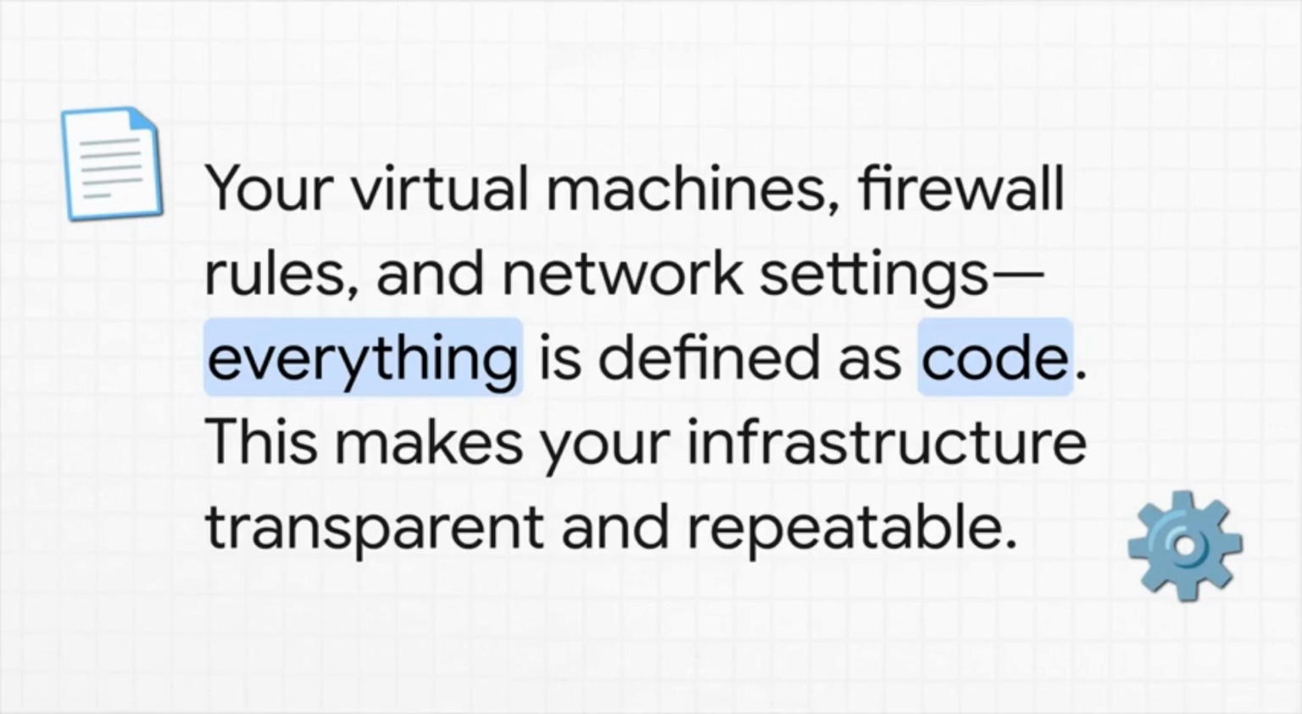The absolute core idea is this: define everything as code. We're talking virtual machines, firewall rules, network settings, the whole shebang. It all gets written down in definition files. And just by doing that, your entire infrastructure suddenly becomes transparent, you can track changes to it, and you can repeat it perfectly every single time.